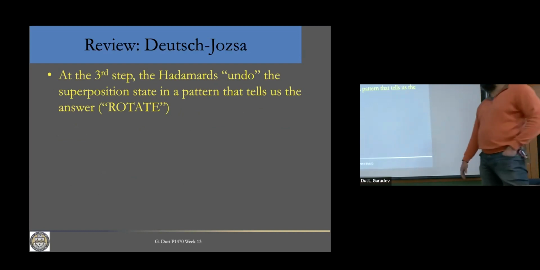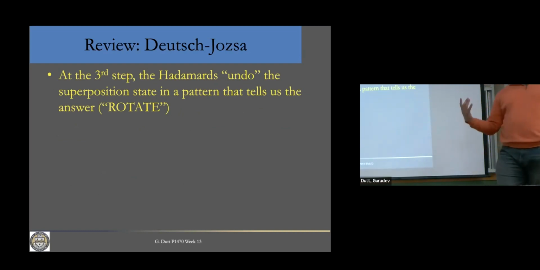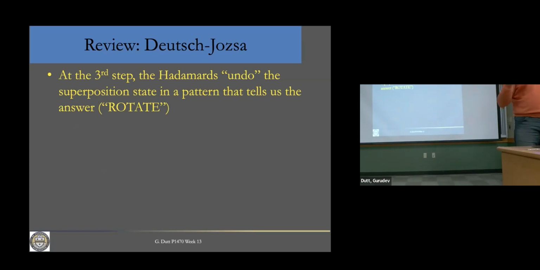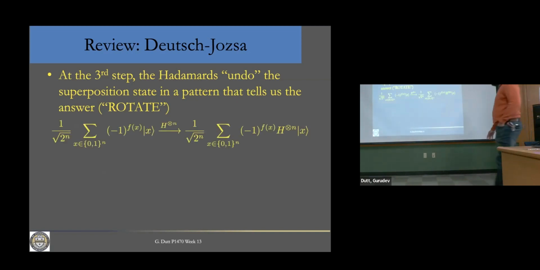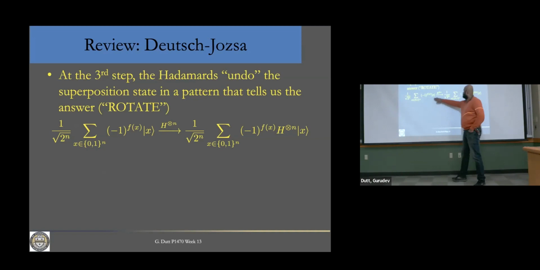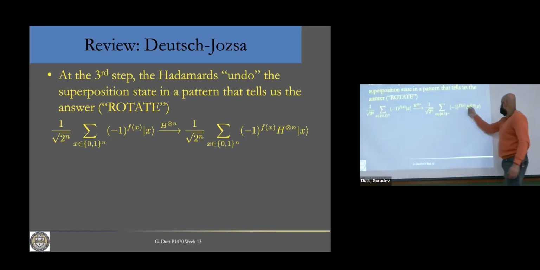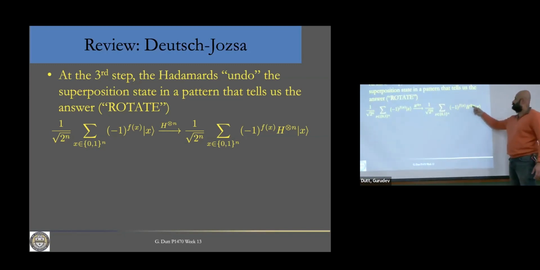Okay. And then at the third step in the Deutsch-Jozsa algorithm, we use the Hadamards to undo the effect of the superposition state, in a pattern that tells us the answer. This is always the trick: we have to extract the answer from the pattern that is formed after the Hadamards act on it. As we showed in the last class, we take this superposition with the (-1) to the f(x) created by the phase oracle, and we apply the Hadamards to it. So now the Hadamard is acting on this state, and we have to know the action of the Hadamard on each of these states in the superposition. Okay.